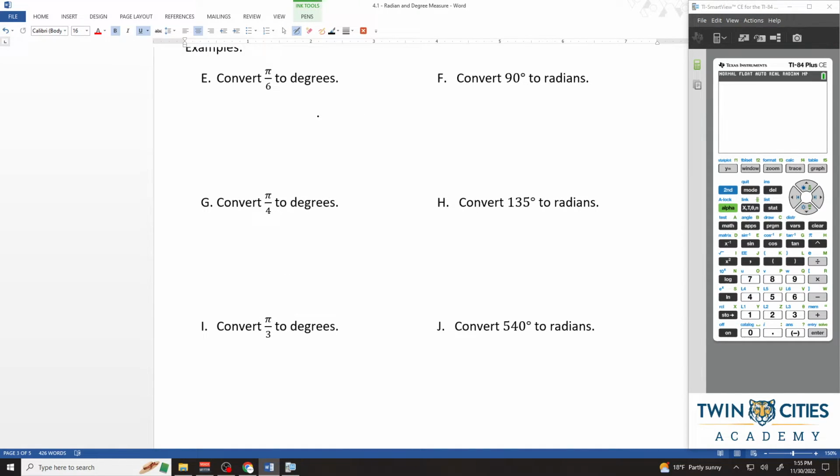Let's go down the left side first. I want to convert all of these radian measures to degrees. Let's start by writing down what we've got: pi over 6 for this one, pi over 4, and pi over 3. Now for each of these, if I'm starting with radians, I'm going to multiply by 180 degrees over pi. So for each of these, I'm writing down times 180 degrees over pi, like so.